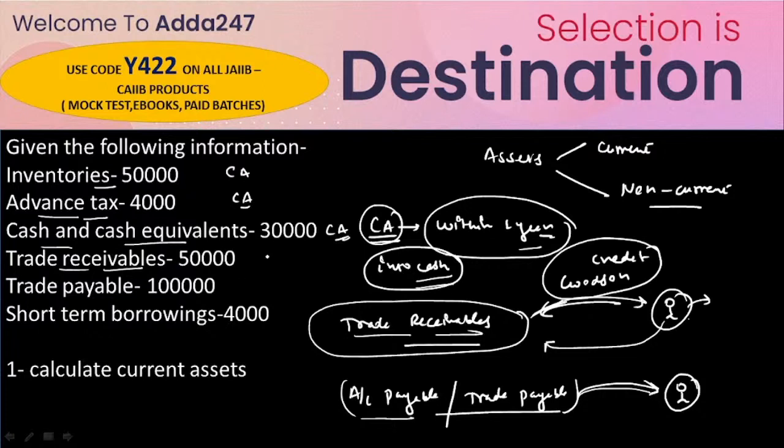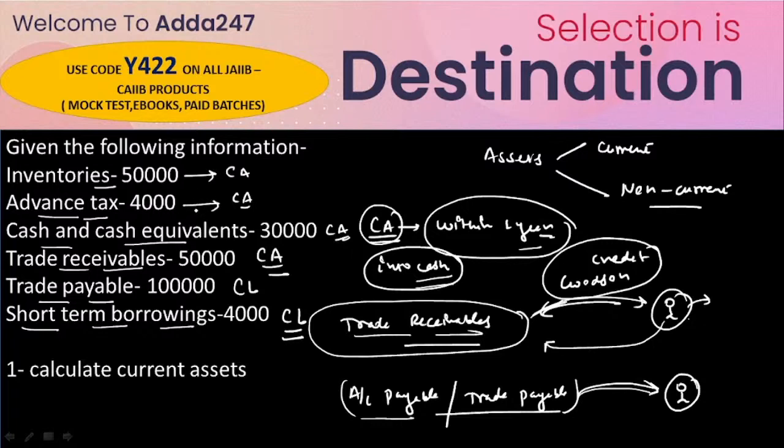Trade receivables are also considered a current asset, while trade payable, just the opposite of that, is considered a current liability. Short-term borrowings, that means short-term debt, are also known as a current liability. So whenever you find questions related to current assets, current ratio, current liabilities, you first have to figure out what current assets are given and what current liabilities are given.